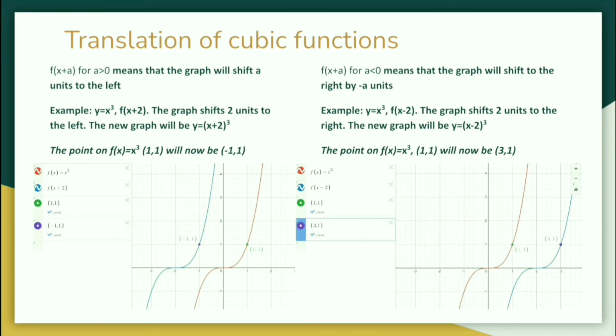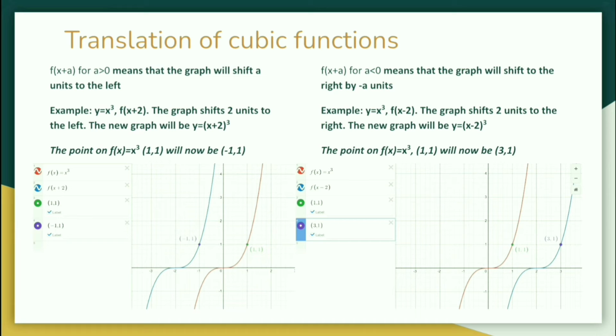So for f(x + a), for a greater than 0, the graph will shift a units to the left. For example, f(x + 2): the graph will shift 2 units to the left, and the new graph will be y = (x + 2)³. And the point (1, 1) will now be (-1, 1).